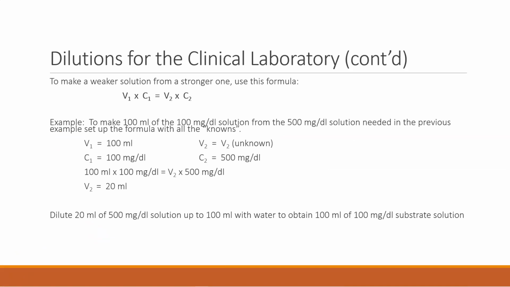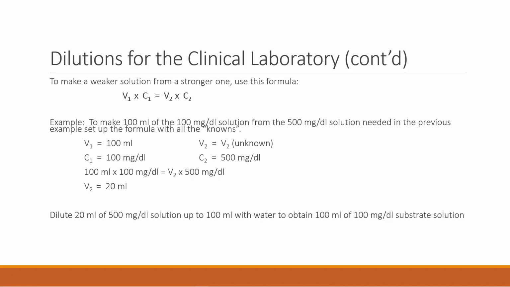So another application of dilutions is making a weaker solution from a stronger one, and you need to memorize the formula. So V1 stands for volume 1, and if you look below, we need 100 mLs. C1 is the concentration. We want the concentration of this 100 mLs to be 100 milligrams per deciliter. V2 is the volume. How much of the 500 milligrams per deciliter do we need to make 100 mLs of the 100 milligrams? So you set up the formula.